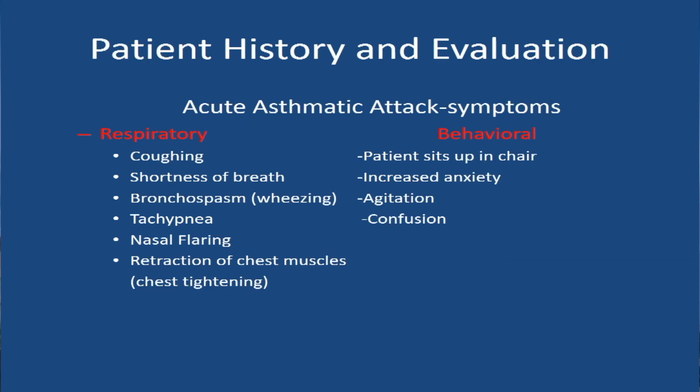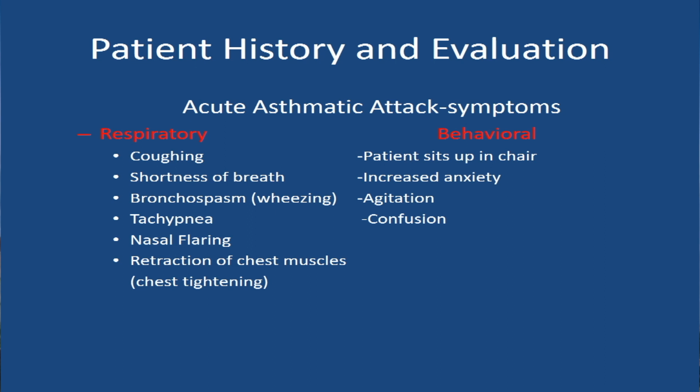Now, what are some of the acute asthmatic attack symptoms? Well, there's respiratory and behavioral. The respiratory is coughing. If you have a child that has a consistent cough, then they may have a mild to moderate case of asthma. Or are they short of breath, particularly in the seasons when we know that hay fever occurs? Do they have a bronchospasm where wheezing is detected? Or a tachypnea, which is a rapid breathing?